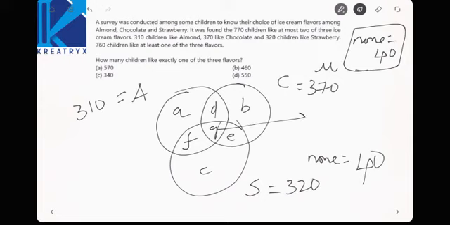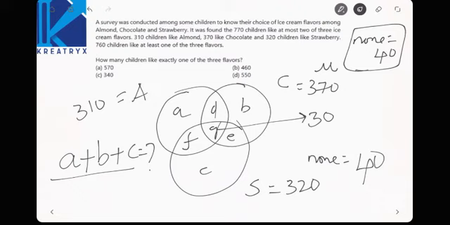G is 30. Now what was the question asked? How many children like exactly one of the three flavors? Right. So you have to find out A plus B plus C. These are the values which show exactly one flavor. Now how will you find this out?